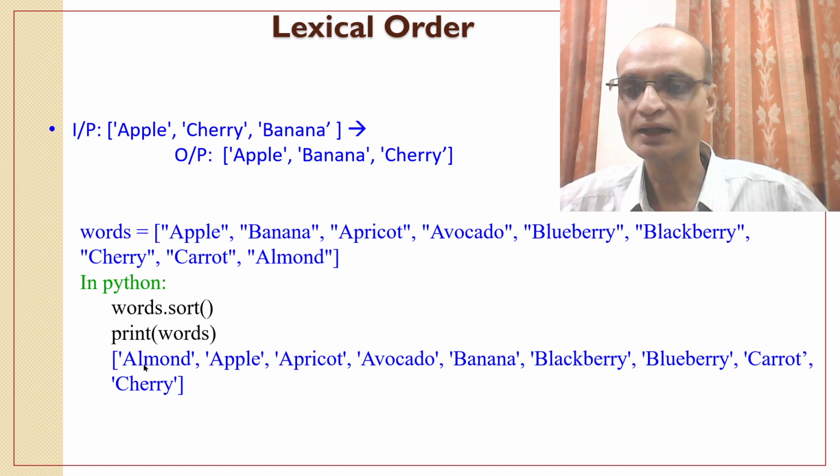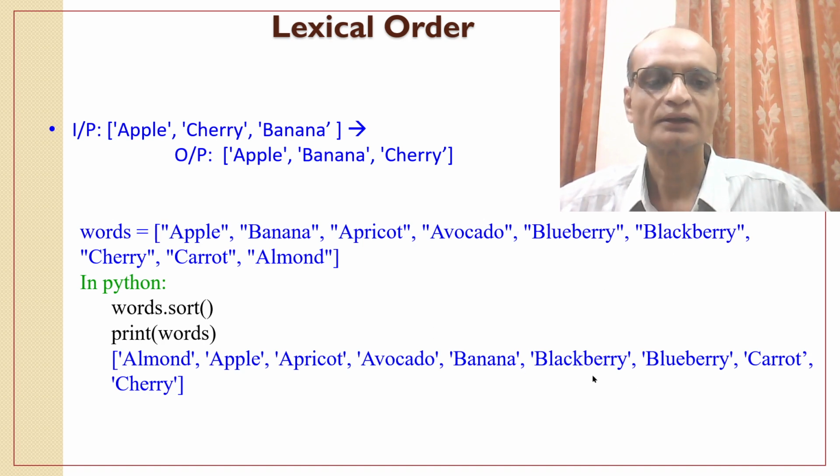Why? Because AL comes first, then APPLE. Now here, AP, both the first two letters are common. However, this is P and here it is R. That means the Unicode or ASCII value for P is less than R. So apple will come earlier, then apricot, and then avocado. Then obviously you will have words which start with B: banana, then blackberry, then blueberry, and then C, that means carrot and cherry, like that.